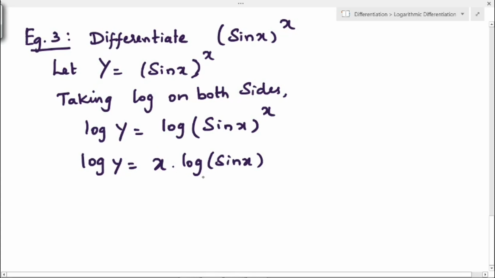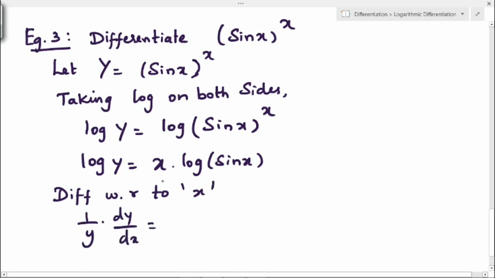So now we have to differentiate this with respect to x. So differentiating with respect to x, the left hand side log y, that is 1 by y into dy by dx equal to, again we have two different terms, so we have to use product rule, that is u and v. So u value is x and v value is log of sin x.